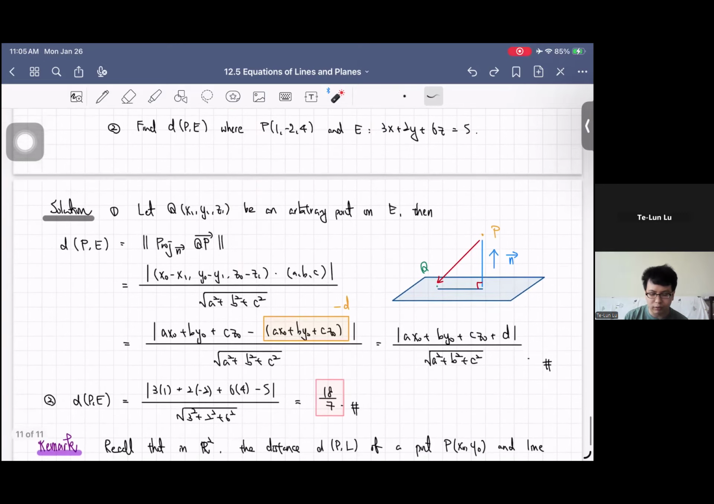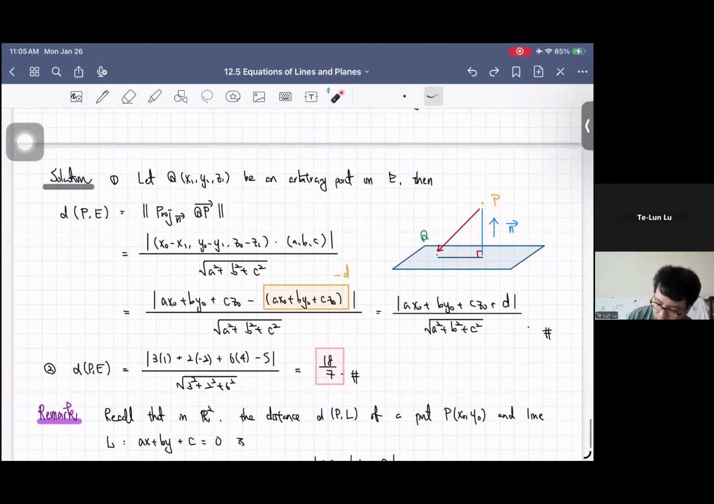So let's try to prove the formula first. This is our figure. You have a point P and you have a plane here, and the way to find the distance, the blue distance, is quite simple. As I draw, you can find any point Q on the plane, and then you project that onto the normal vector. That will be the corresponding vector that we're interested in, because if you find the magnitude of that vector, then you have the distance between a point and a plane, right?